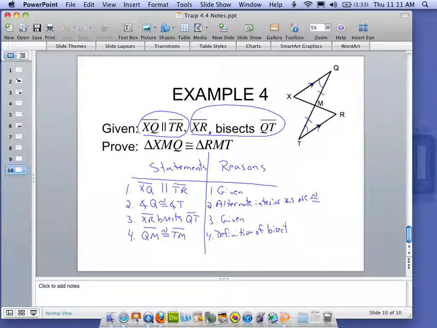And at this point, it looks like I don't have any more given information, so I have to resort to the diagram, and what I can glean from the diagram is that I have a set of vertical angles that are congruent. And what I'm going to say for step number 5 is that angle QMX is congruent to angle TMR, because I know that vertical angles are congruent.